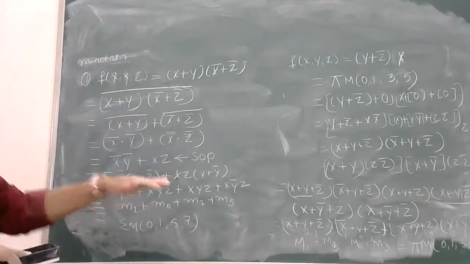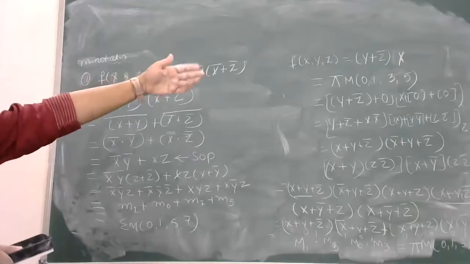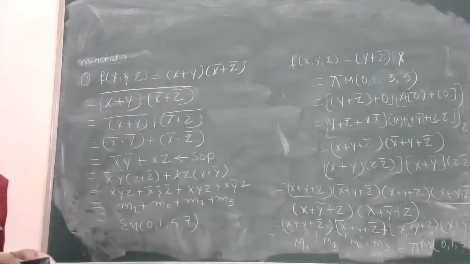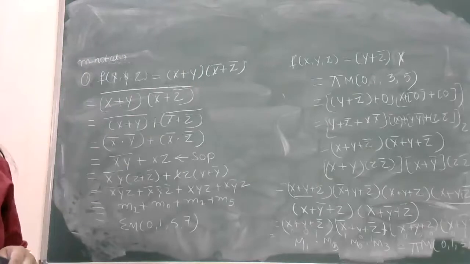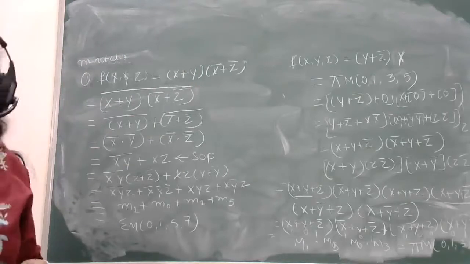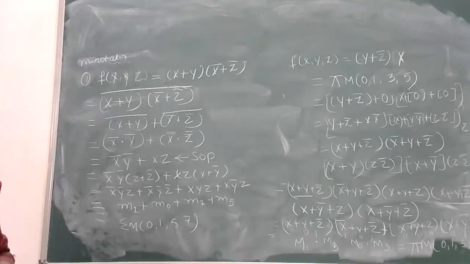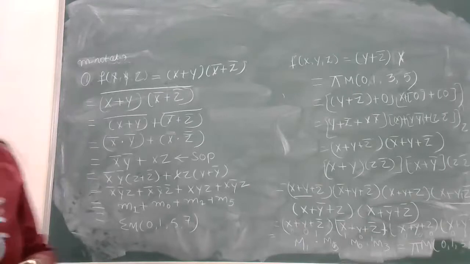So the assignment for you is the same thing: do it for that expression, Y plus Z bar into X. Represent it in small m notation. Your question is to represent the given Boolean expression in its small m notation. Okay, so that is the assignment. Now let us move on.